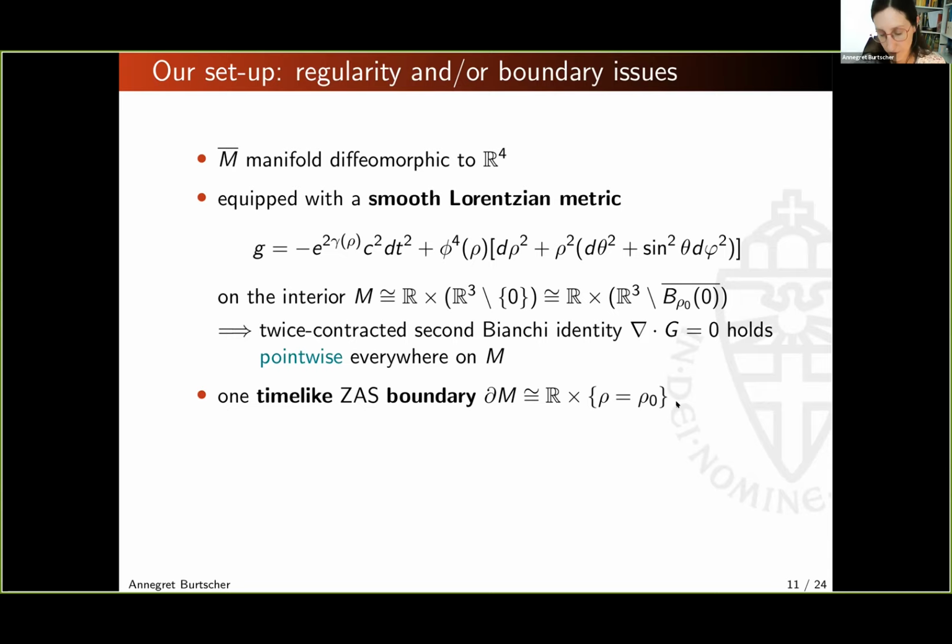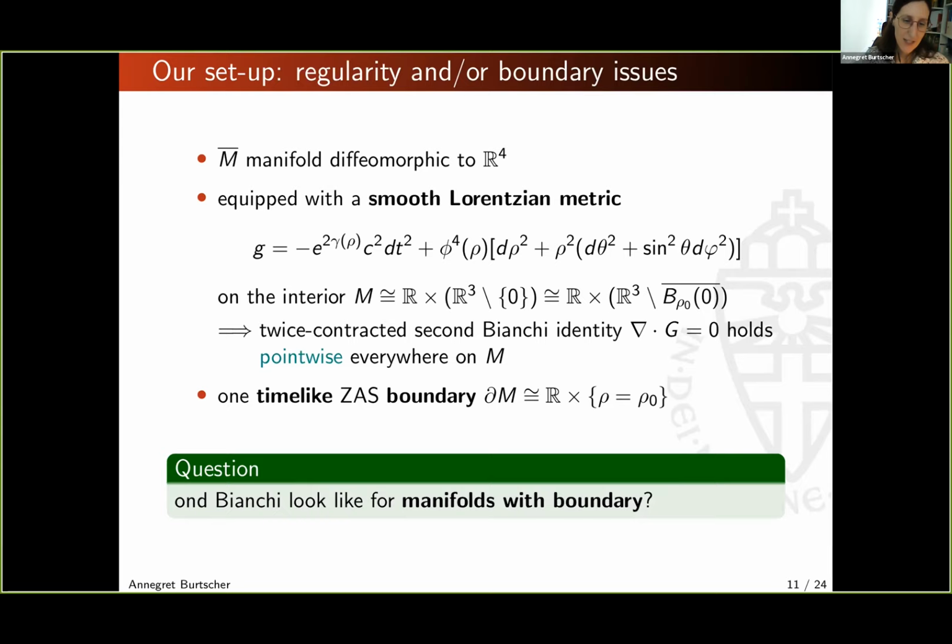And the question remains then, how can we view this Bianchi identity for such a manifold with boundary?